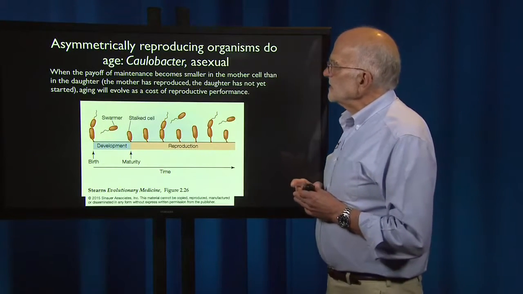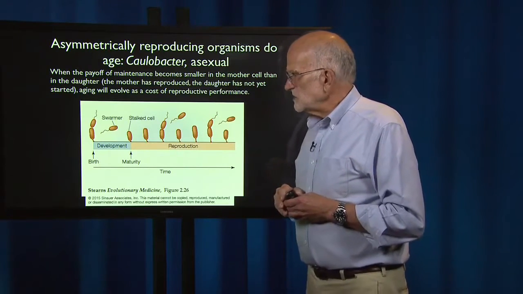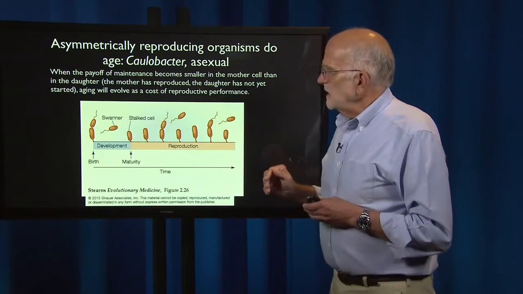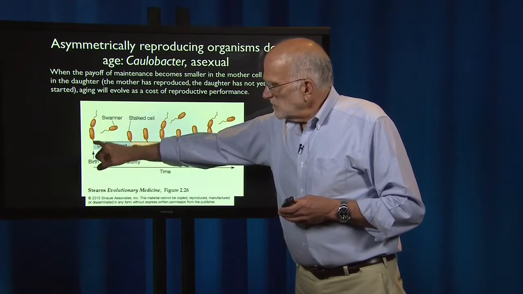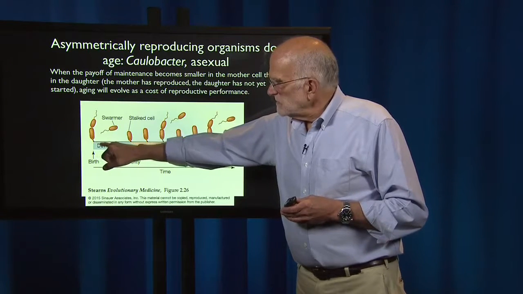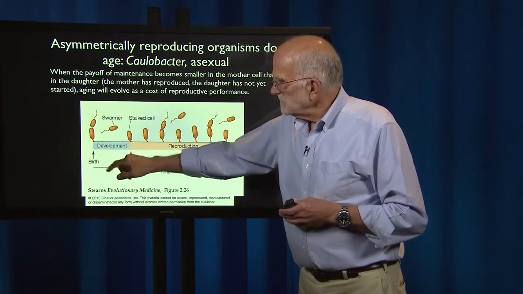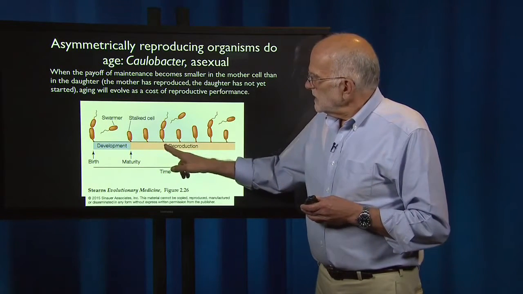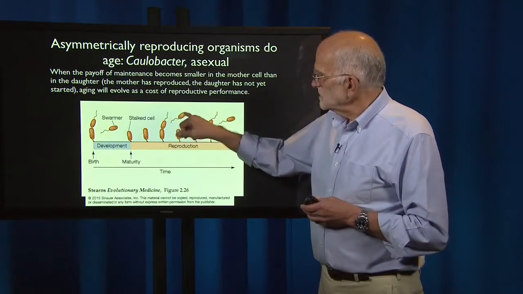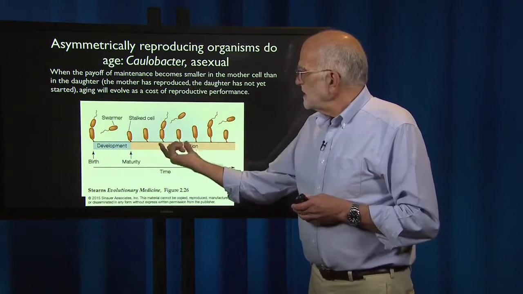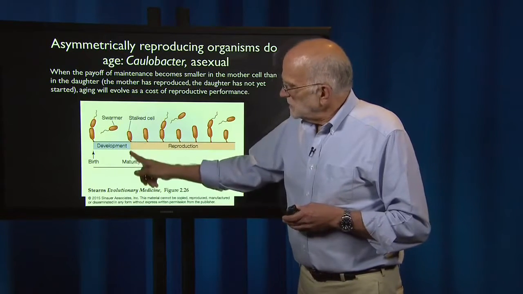An asymmetrically reproducing organism, however, does age. Here's an example, Caulobacter. This is a stalked bacterium, and it has an interesting life cycle. The adult sets down on the substrate, and this is the swarmer cell sitting down as an adult. It then grows, and it has an age at first reproduction when it divides and produces a swarmer cell. This is the dispersing progeny going off. It has an interval between reproductive events, and it has an age at maturation.